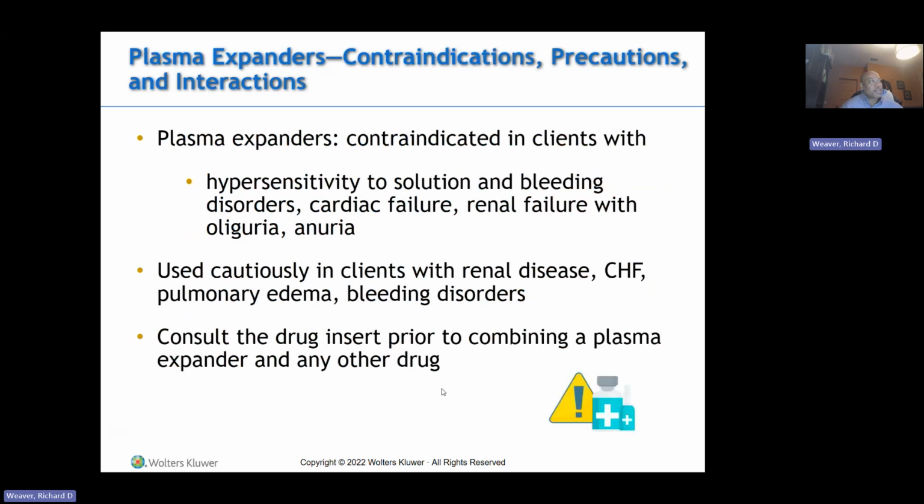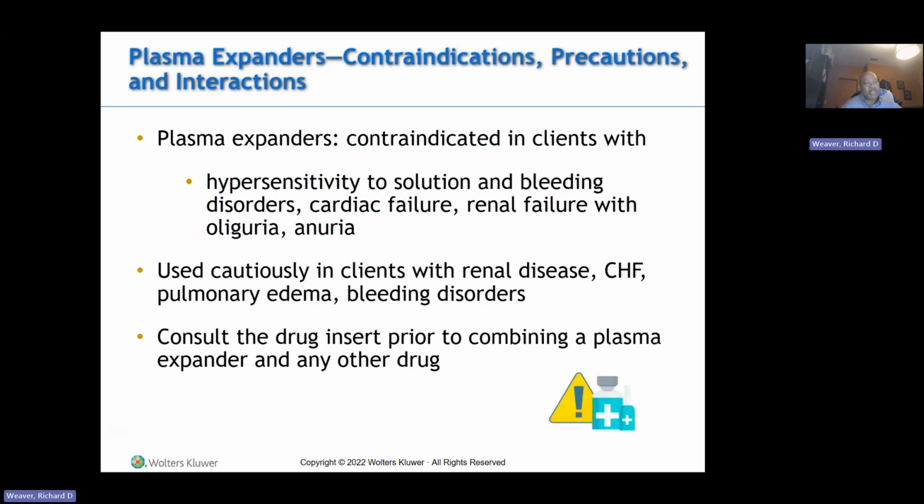The contraindications, precautions, and interactions. Contraindicated with those with hypersensitivity to solution, and also bleeding disorders. You don't want to give it to those with bleeding disorders. Cardiac failure, renal failure with oliguria or anuria. They're just not really putting out much urine at all. So they can go into fluid overload.